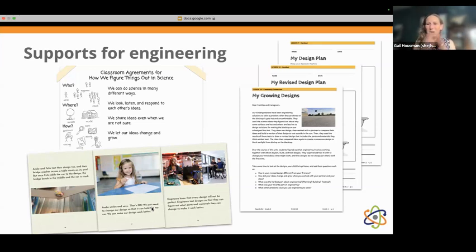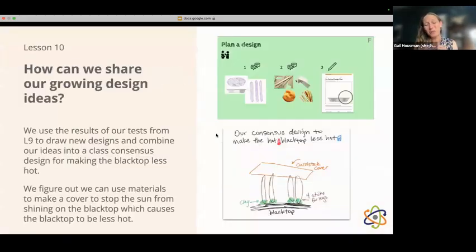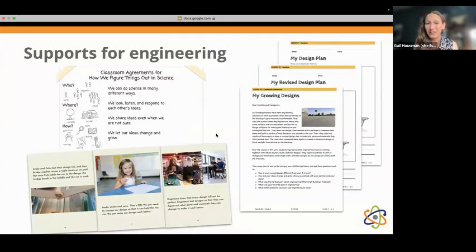In all of the Open SciEd K-5 units, we do explicit work around classroom agreements. And one of the classroom agreements that we support, sorry, I'm still on the engineering one, because the classroom agreements really support the engineering work. Specifically the agreement that we're going to let our ideas grow and change, that it is okay that when we investigate things and test things, we're going to find evidence to support new ideas.